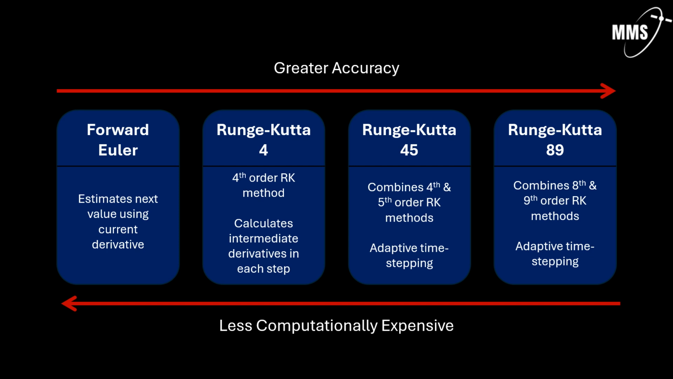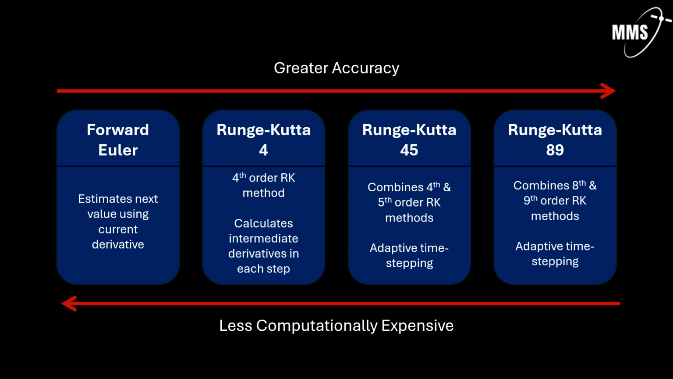RK4 is a fourth-order integration method that improves accuracy by calculating intermediate derivatives at multiple points within each step. It strikes a balance between computational cost and precision, making it a widely used method for medium-duration mission scenarios.